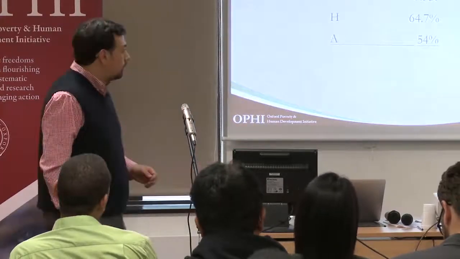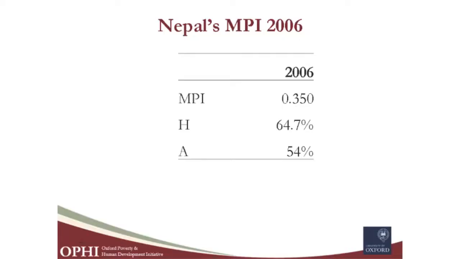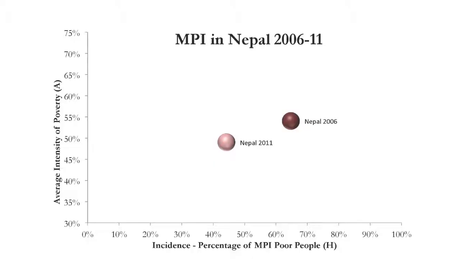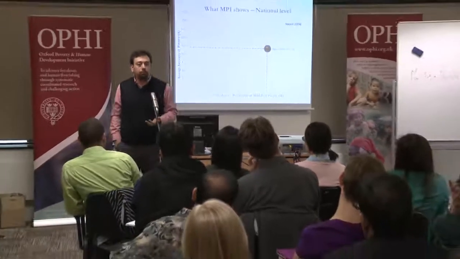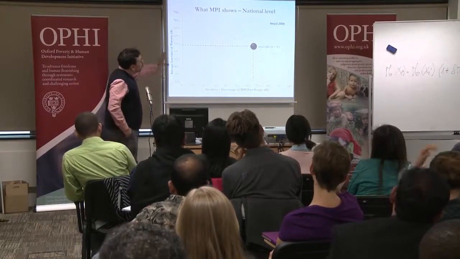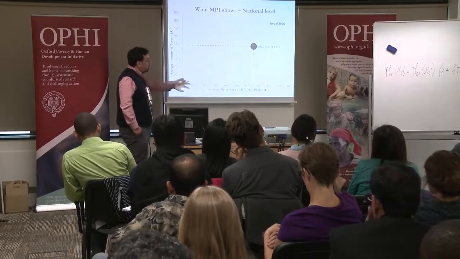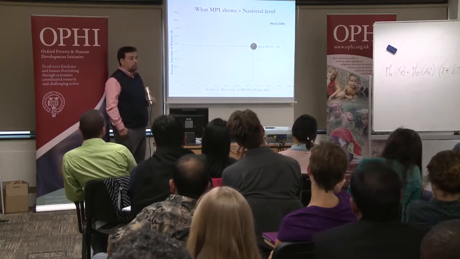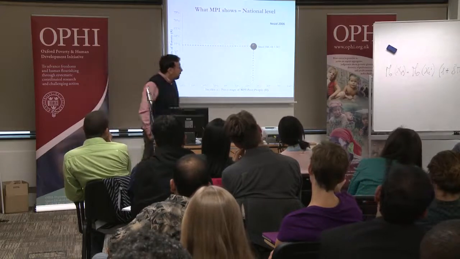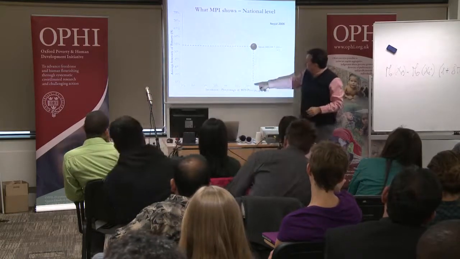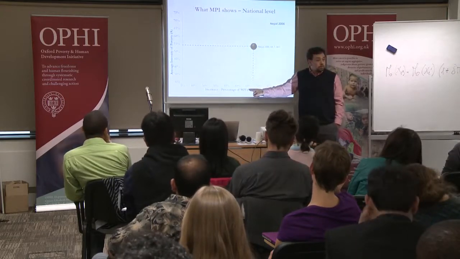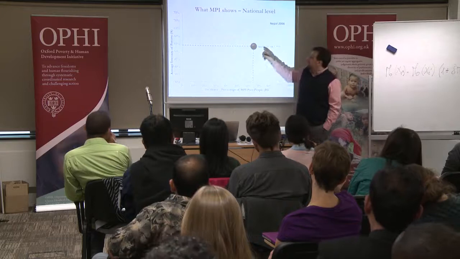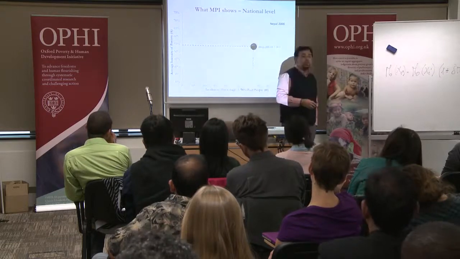Why is that important? And I will show you the case of Nepal. Imagine Nepal. By the way, if you find new ways to show this in terms of graphs, it's also extremely welcome. Do it. For instance, we create a two-axis graph. Here we have the incidence, or the headcount, and here we have the intensity. And we put Nepal in that corner. Why? Because in Nepal, 64% of the population is poor, with a cutoff of 33.3%, and they are deprived, on average, in 54% of the possible dimensions.